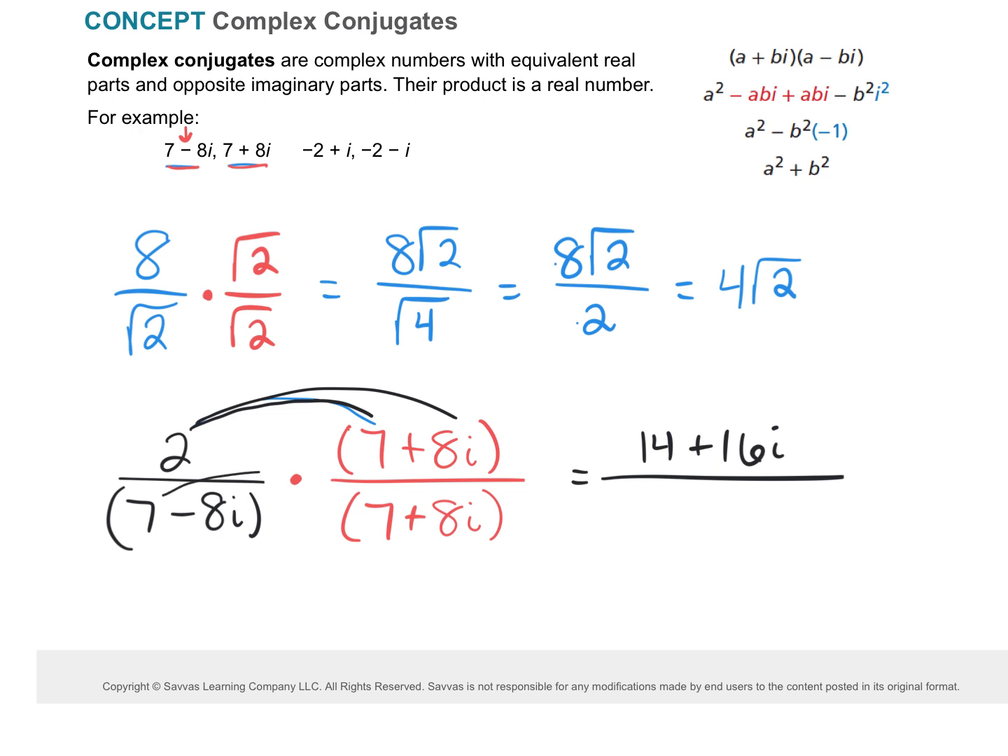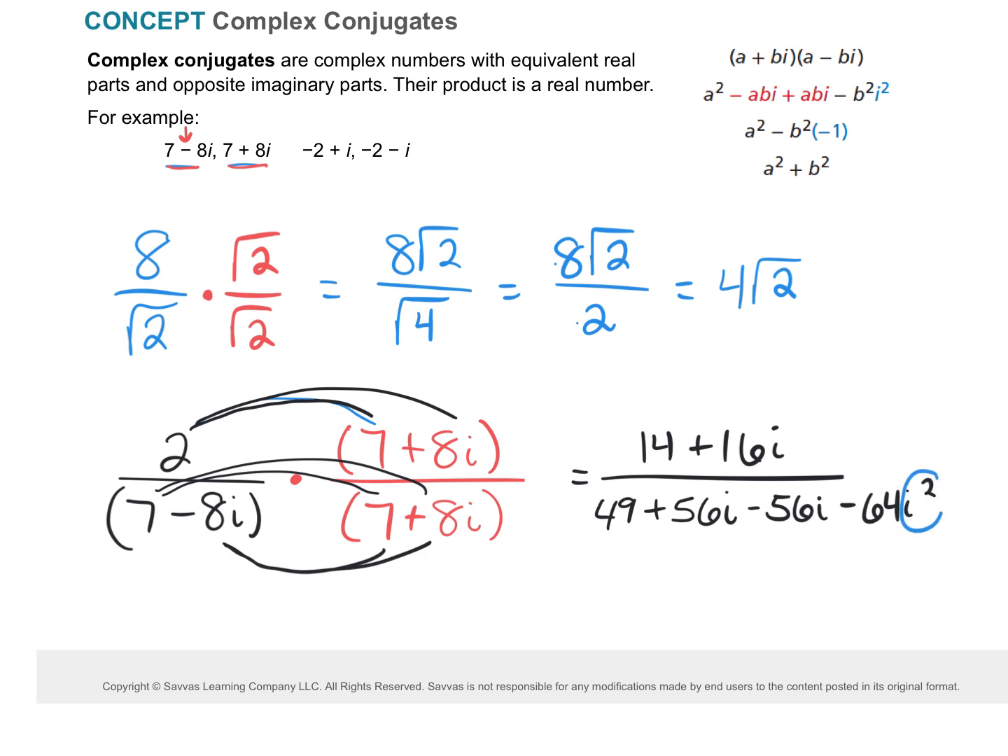So take 7 times 7 is 49. And then I have 7 times 8i, 56i. And then negative 8i times 7, minus 56i. And then negative 8i times 8i, negative 64i squared. Again, what do I want you to circle and understand? The i squared. Well, what does i squared equal?